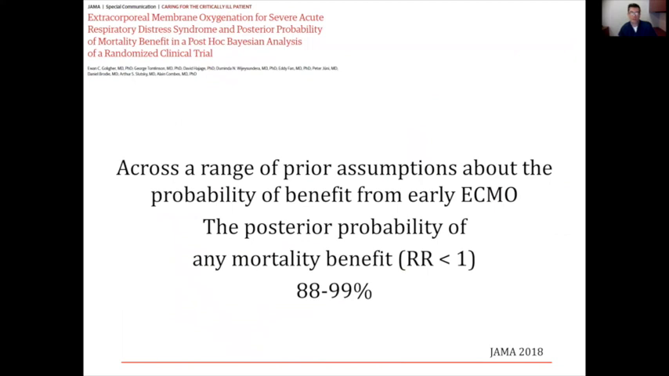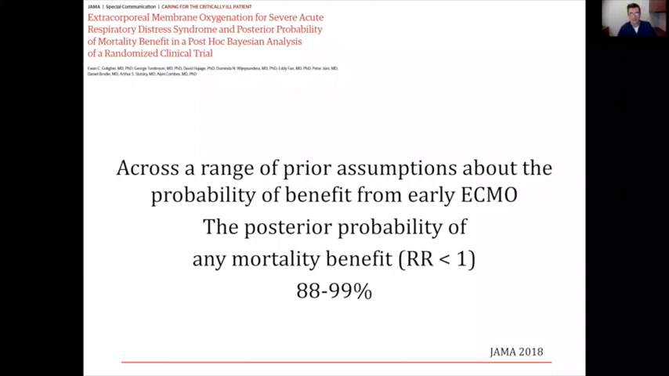And so across a range of prior assumptions about the probability of benefit, the posterior probability, what we come to after the fact, of any mortality benefit, relative risk less than one, is 88 to 99%. So what does that mean? Like, we're standing at the bedside, we're trying to talk to the family and say, well, there's this intervention, ECMO, that you qualify for. And I can tell you that the likelihood of benefit is somewhere between 88 and 99% that it will benefit mortality. Well, that sounds very good, rather than there's an 11% difference in mortality, but it's not statistically significant. And it's a negative study, which makes it sound like something that we shouldn't do.